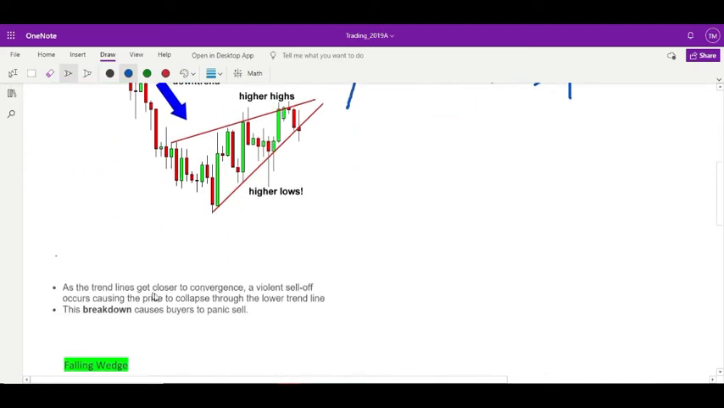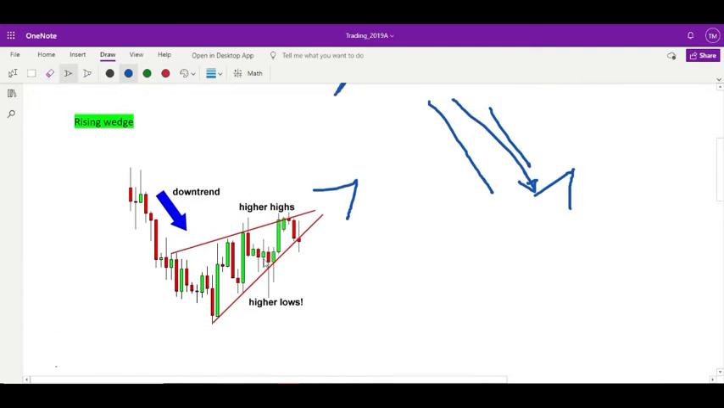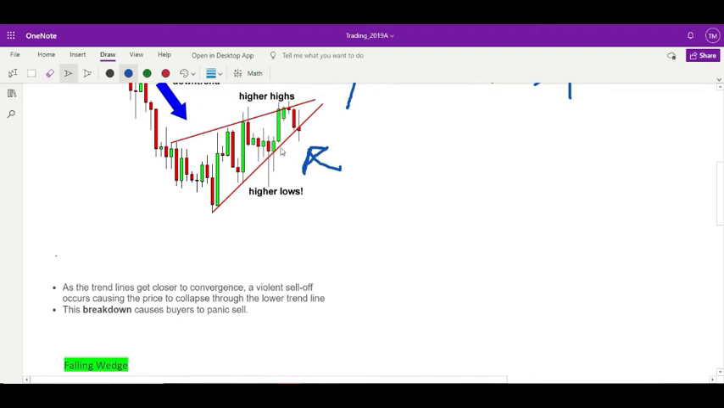So as the trend lines get closer, definitely there will be a breakout again, because we call this the market is breathing. There was a massive move, then there is a formation of a triangle. So eventually there's a breathing, but in the end there will also be a breakout, as the price collapses through the lower trend, right?